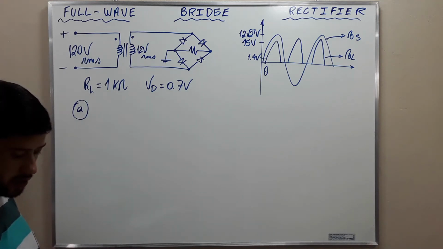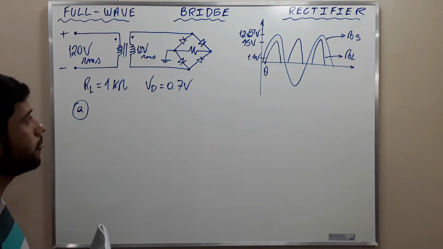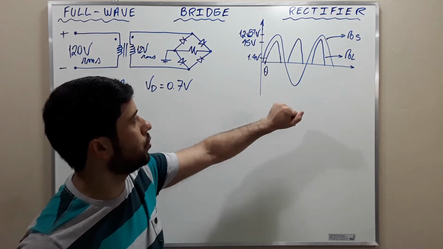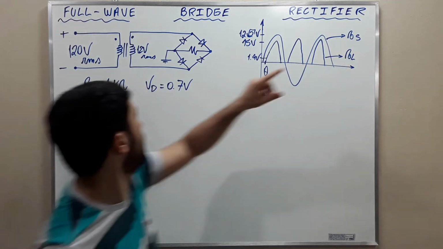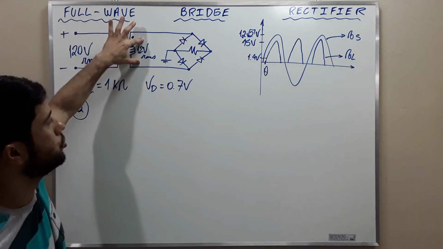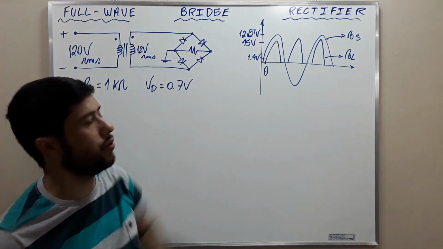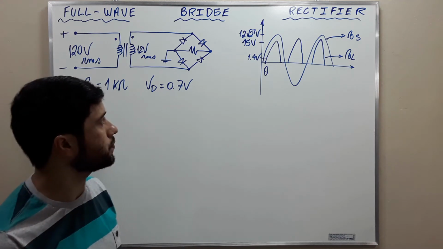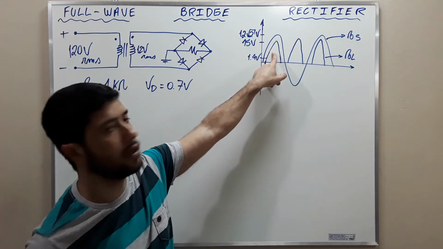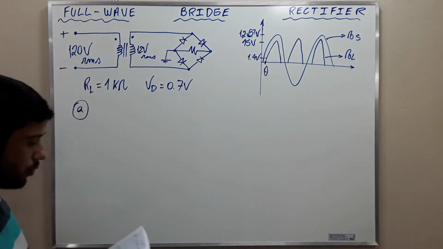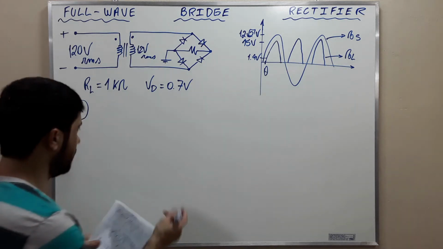Letter A wants us to calculate the peak value of the rectified voltage across the load. Okay, so here I've drawn it. This is the input voltage here, 12 RMS. If you want to find the peak, you have to multiply by the square root of 2. And this is going to be the voltage across the load. We're going to calculate this. The peak voltage across the load is VL.